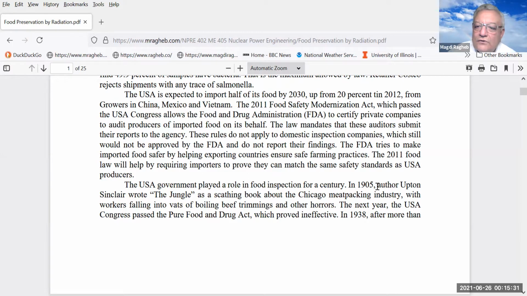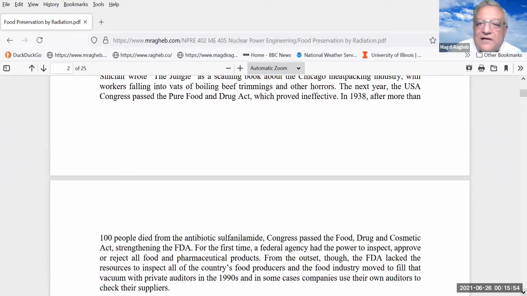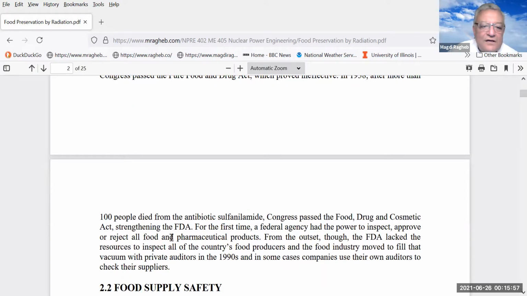Basically, author Upton Sinclair wrote a book, The Jungle. It was a scathing book about the Chicago meatpacking industry, with workers falling into vats of boiling beef trimmings and other horrors. The next year, the United States Congress passed what's called the Pure Food and Drug Act. Act means a law, which proved basically ineffective. In 1938, after 100 people died from the antibiotic sulfanilamide, Congress passed the Food, Drug, and Cosmetic Act, strengthening the FDA, the Food and Drug Administration.